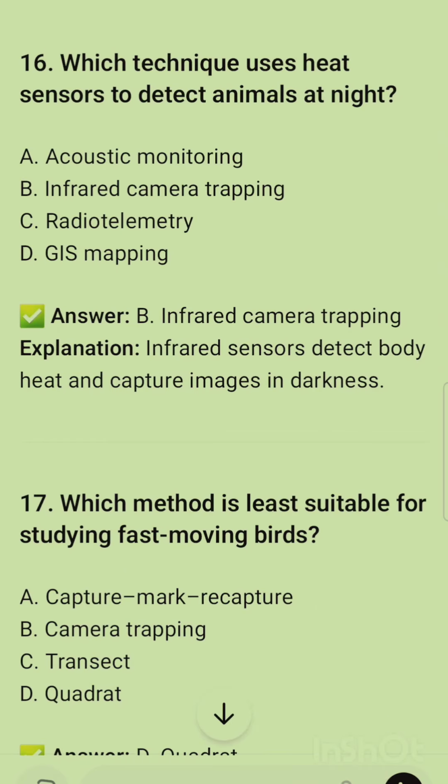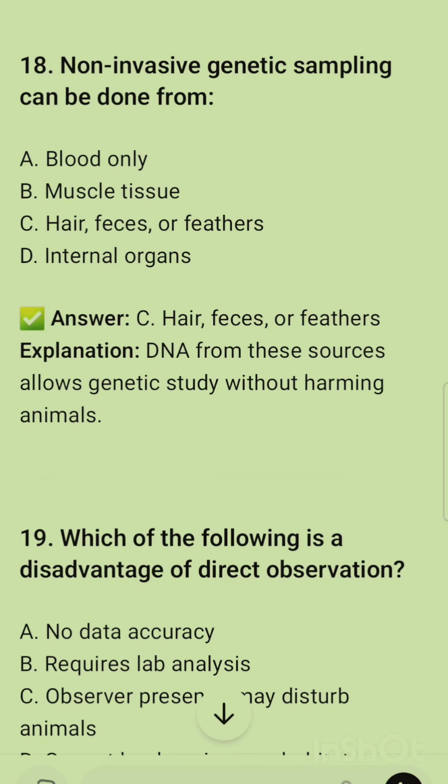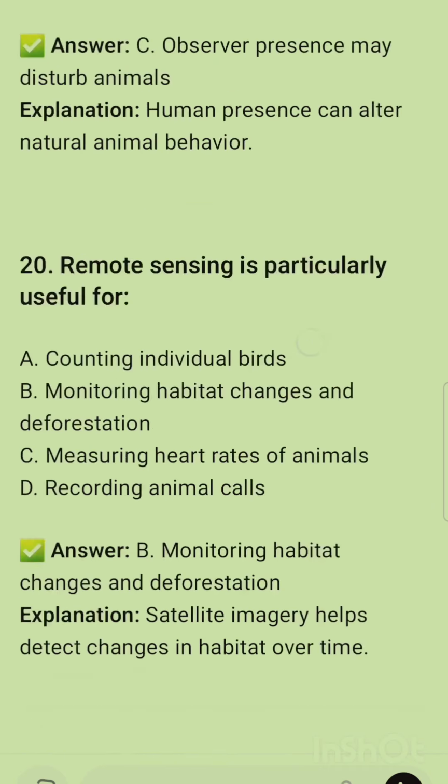16th question is: which technique uses heat sensor to detect animals at night, and it is the infrared camera trapping. 17th question: which method is least suitable for studying fast moving birds, and it is quadrat method that is least suitable. 18th question is: non-invasive genetic sampling can be done from, and it can be done from hair, feces, or feathers. Which of the following is a disadvantage of direct observation? The disadvantage of direct observation is option C, that is observer presence may disturb animals.